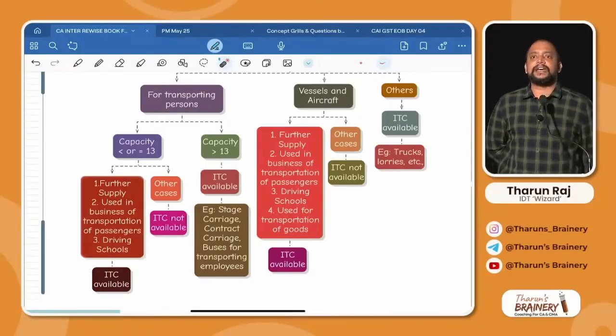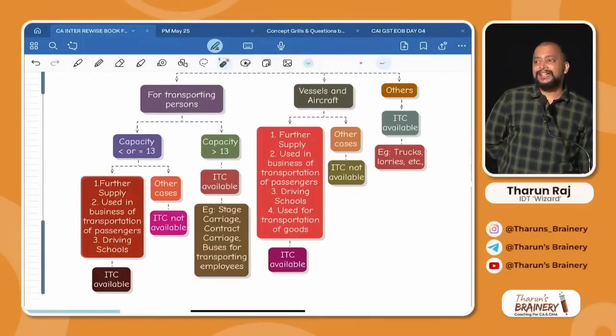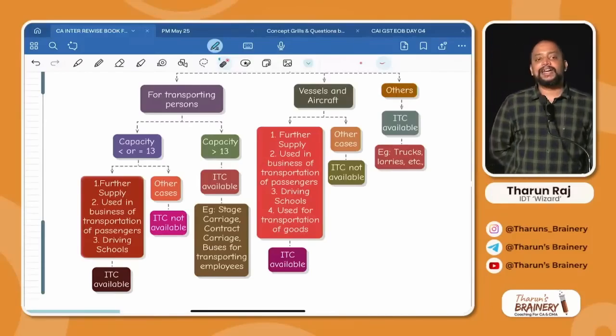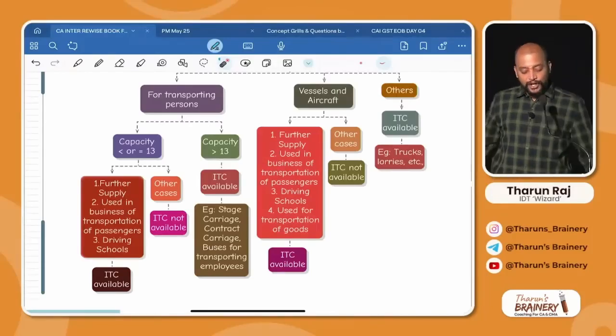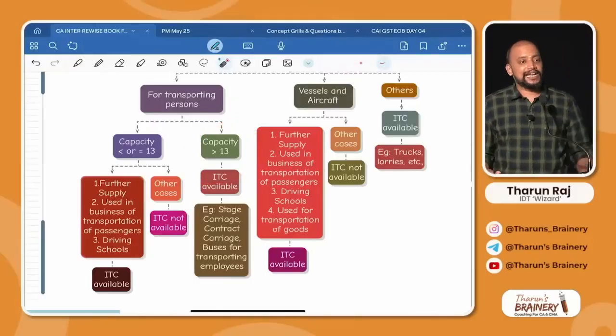Then next, another example. A company purchased a bus for transportation of its employees. Can they take ITC on the bus purchased? Yes. Why can they take ITC on the bus purchased? Because capacity exceeds 13. So definitely they can take ITC on the bus purchase, no restriction.